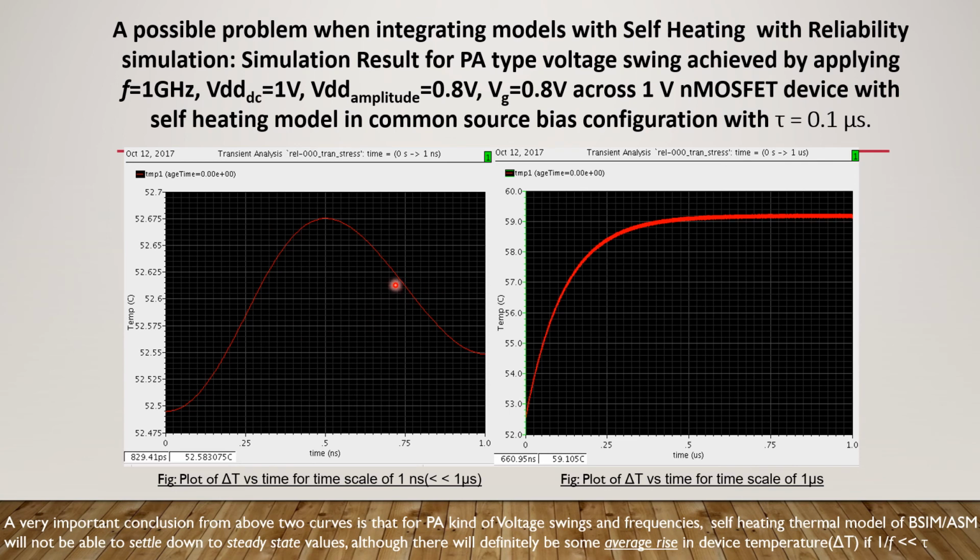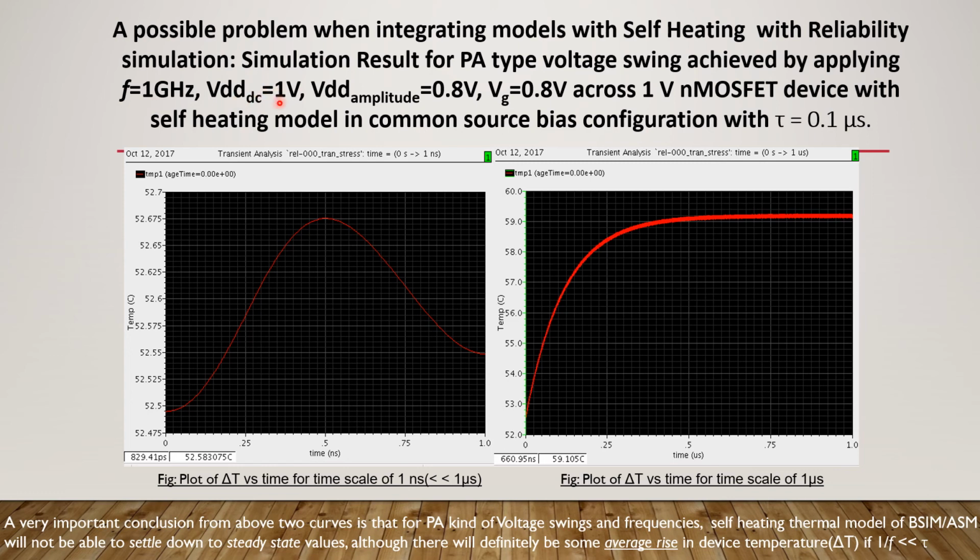So here is the example. What I am plotting here is the temperature on the y-axis and time on the x-axis. Let's say you have a time constant tau of 0.1 microsecond, which you can see for, let's say, a 1 volt N MOSFET device. For a frequency of 1 gigahertz, the time period is 1 nanosecond, right? That is the time period of the input waveform across the power amplifier, which is a common source power amplifier, and the VDD obviously is 1 volt.